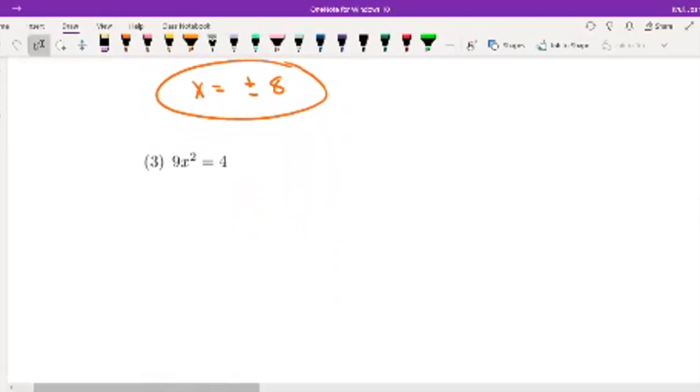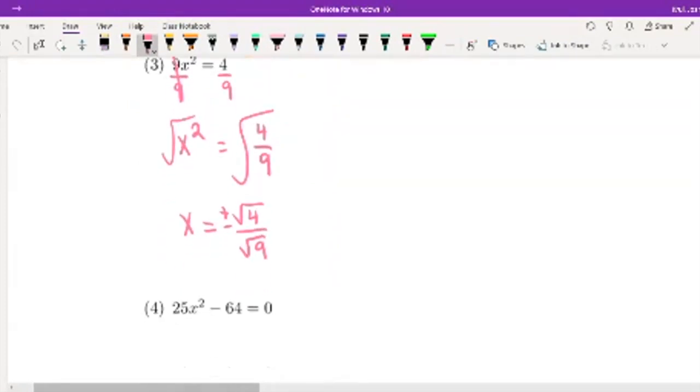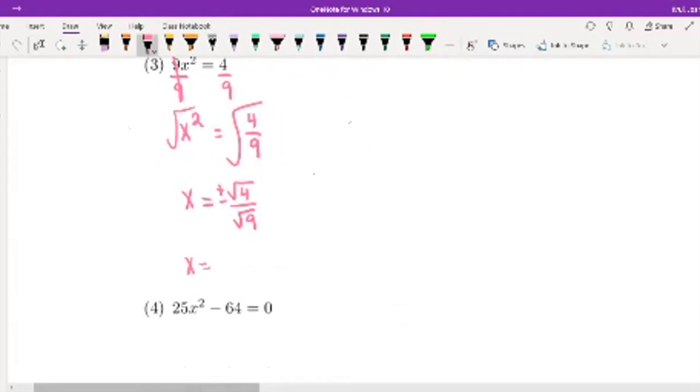In number 3, again, that x squared is not alone. In order to get the x squared alone, we have to divide both sides by 9. So we get x squared is equal to 4 over 9. Luckily, when you take the square root of both sides here, x is positive and negative square root of 4 over the square root of 9. And both of those are perfect squares, so we can just take the square root of 4 and the square root of 9 to get x equals positive and negative 2/3.